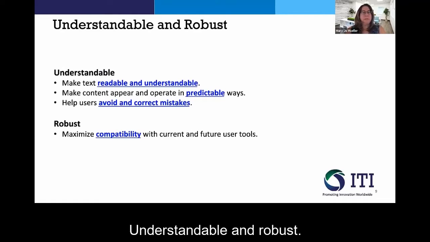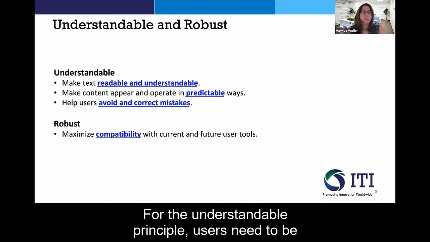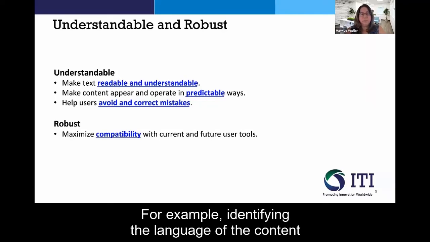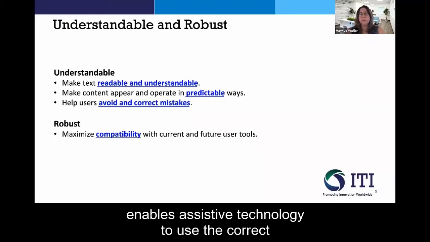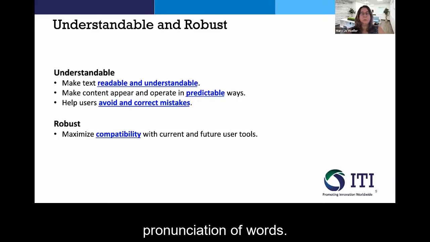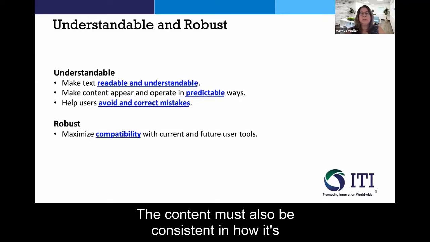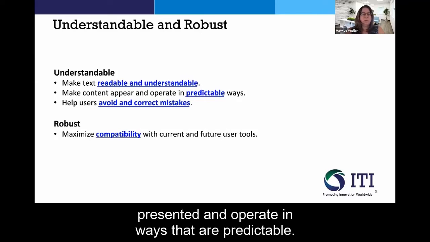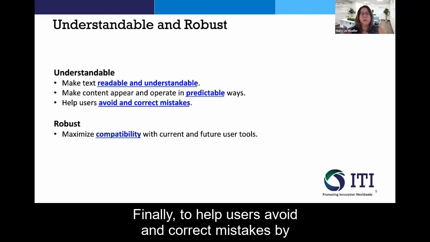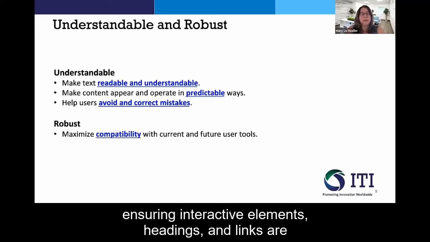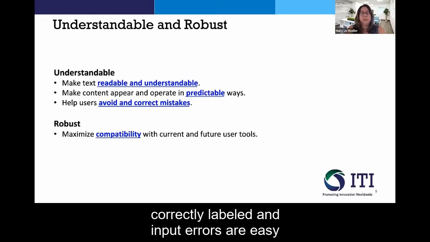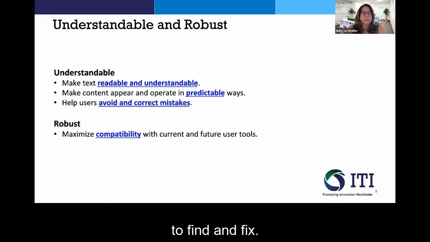Understandable and robust. For the understandable principle, users need to be able to understand the content. For example, identifying the language of the content enables assistive technology to use the correct pronunciation of words. The content must also be consistent in how it's presented and operate in ways that are predictable. Finally, it helps users avoid and correct mistakes by ensuring interactive elements, headings, and links are correctly labeled, and input errors are easy to find and fix.